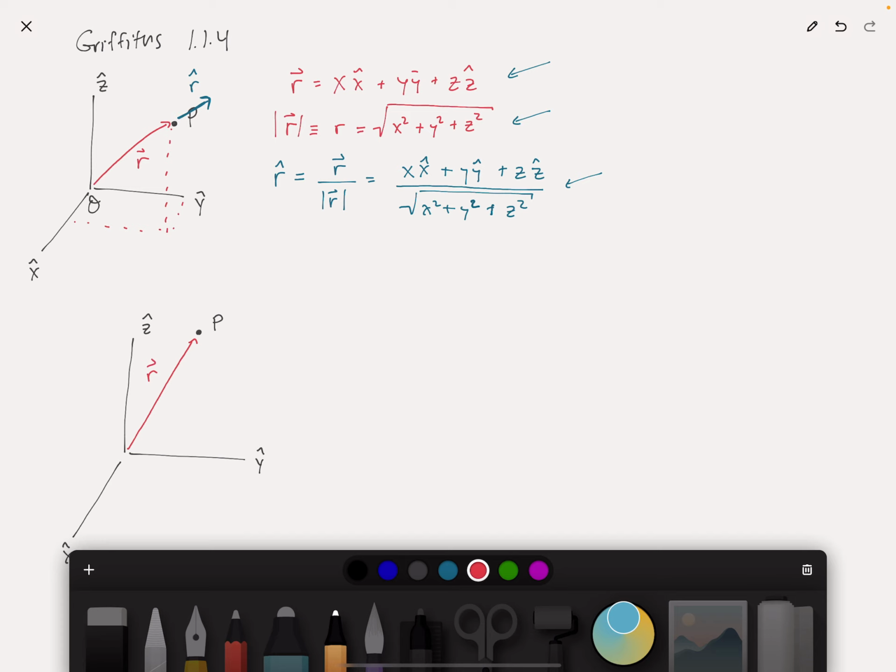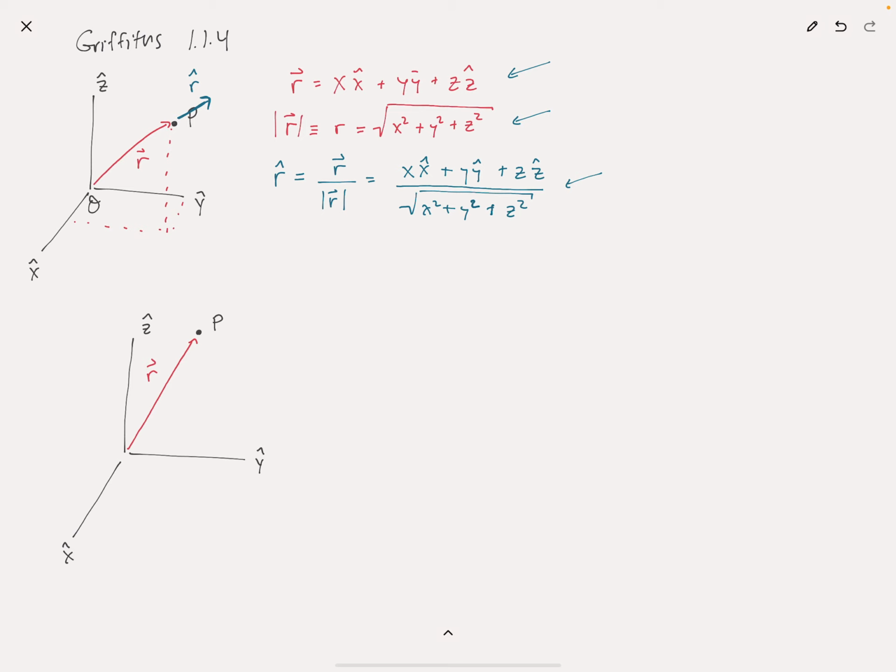And that field is being generated by either a charge or a current, depending on what field we're talking about, that's at some other point in space. So there's another place that we need to keep track of. That is the source of our field. And by convention, we call that vector r prime. So r prime is associated with the source of the field, and r is associated with the location that we're measuring the field at.